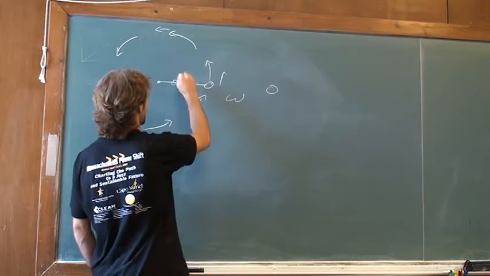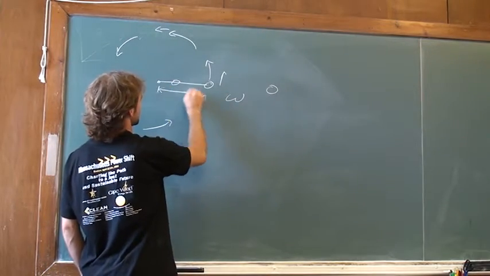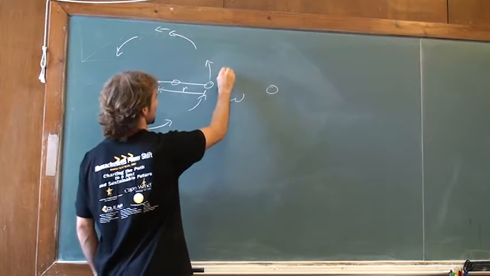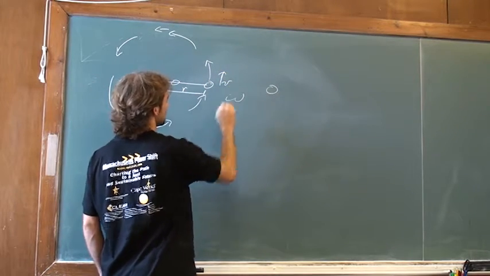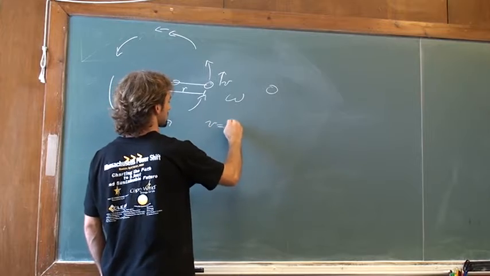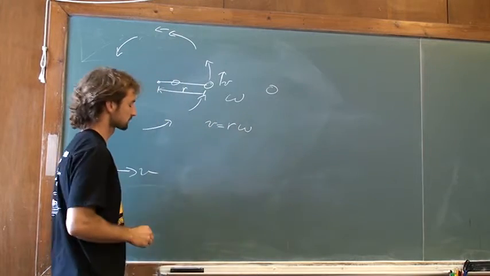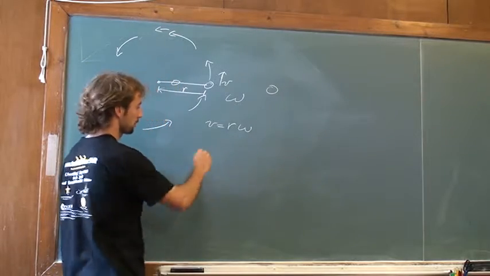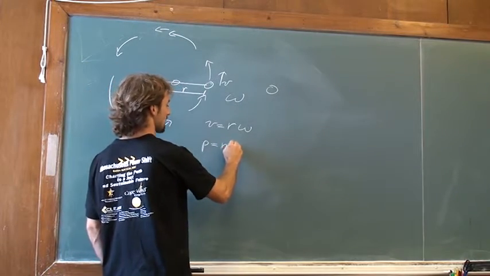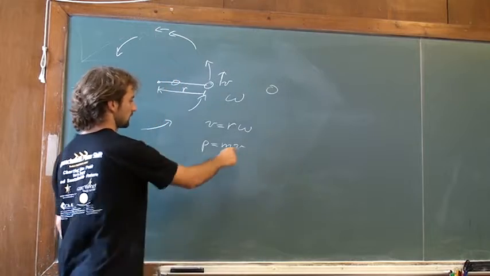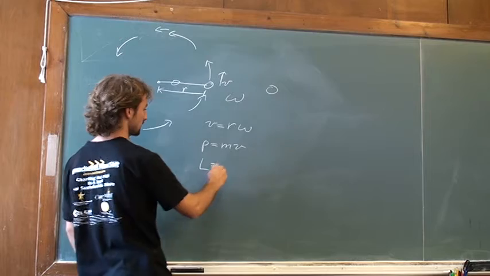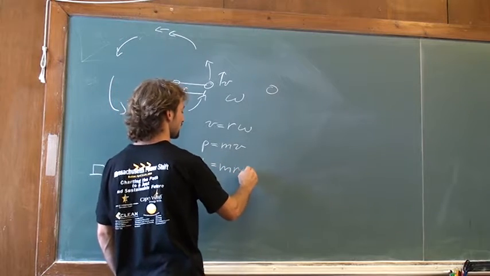So if we call this distance r, then the velocity here, which is v, equals r times omega. And if we have momentum, which is mass times velocity, v equals r omega, we can talk about angular momentum for a point mass, which is mass times r times omega.